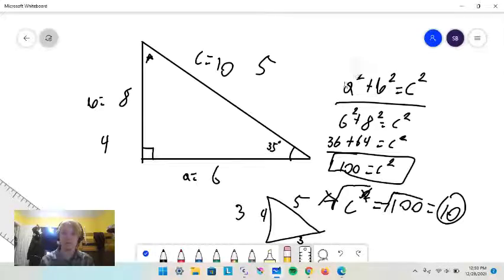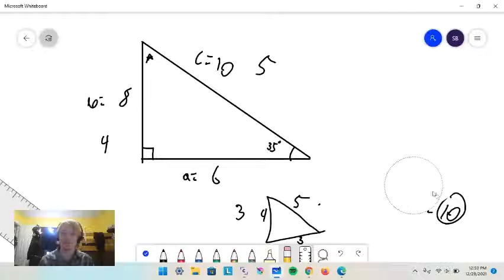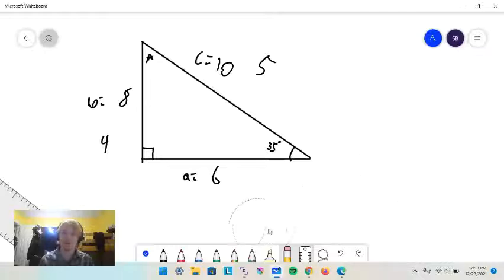So let's erase some of this real quick. What else do we have to find? I almost kind of hate how this does it. Okay. Need to find that right there.